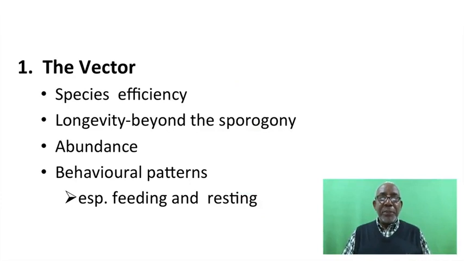Now let's look at the vector. Concerning the vector, species efficiency is important. Where you have efficient malaria vectors, then normally transmission will be efficient. And this is very much affected by longevity, the period that the mosquito is able to survive. It has to be able to survive beyond the sporogony period, which is normally 2 weeks. And then vector abundance in terms of densities.